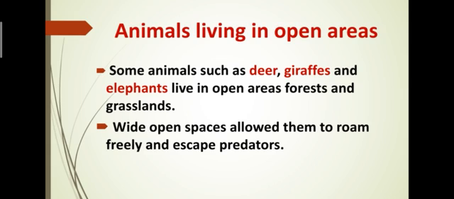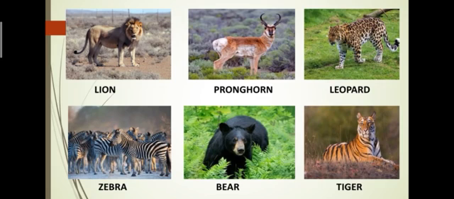Animals living in open areas. There are so many animals who prefer to live in forests and grasslands because they need a wide open space so they can roam freely and escape predators. The lion, pronghorn, leopard, zebra, bear, and tiger are the examples of animals who live in forests and grasslands.